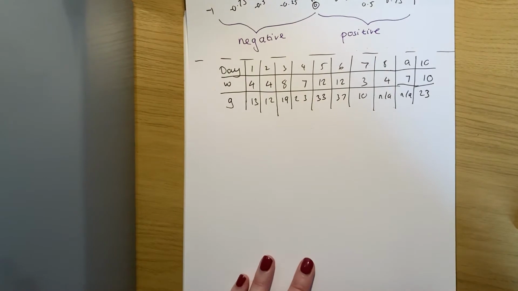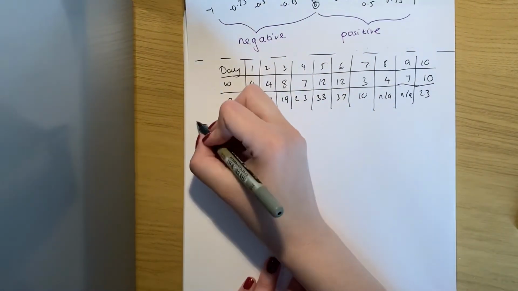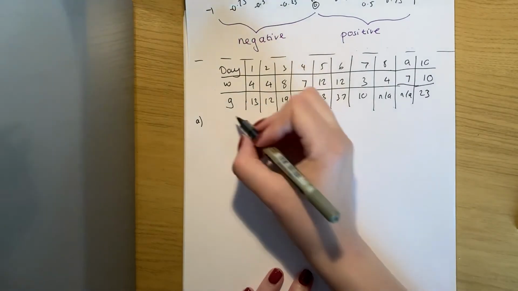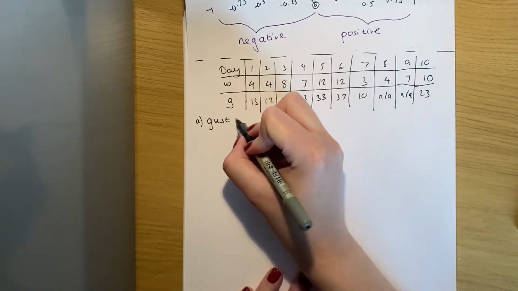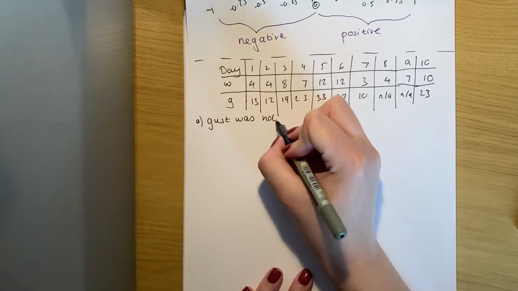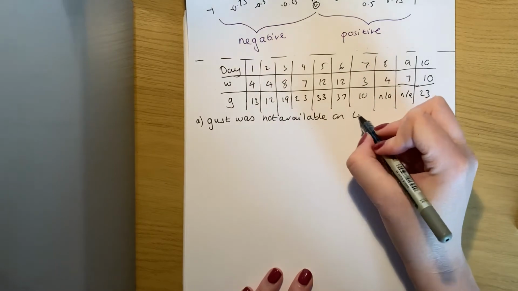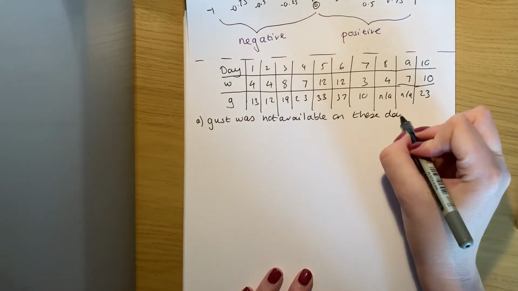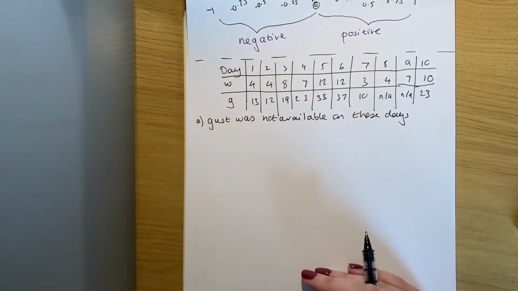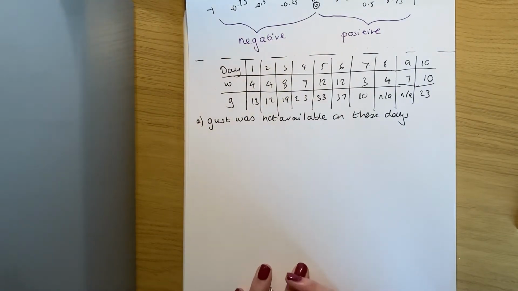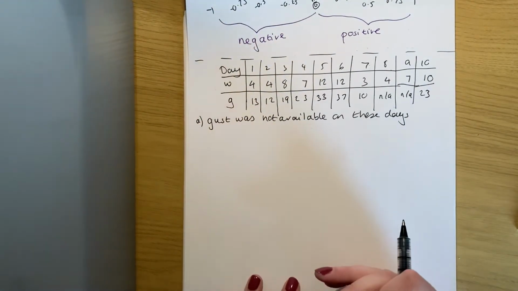So, here's our table. It says, state the meaning of NA in the above table. Well, it simply means the gust was not available, or the maximum gust was not available on these days. So NA just means it's not available. Trace is the other thing they use on different ones. Make sure you know what that means as well.